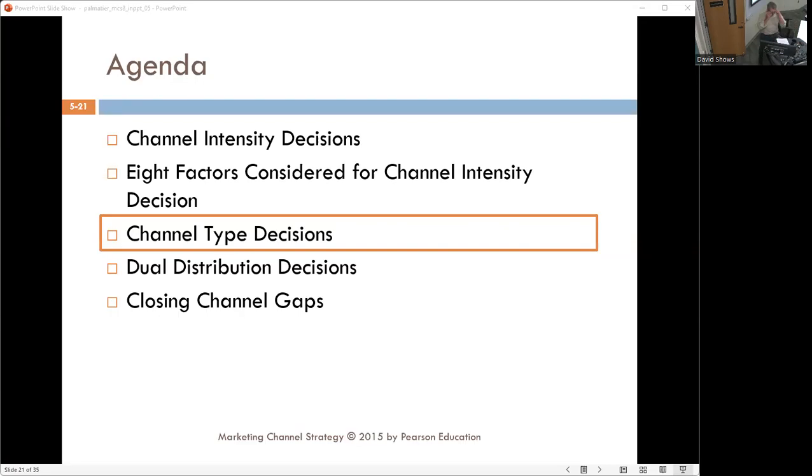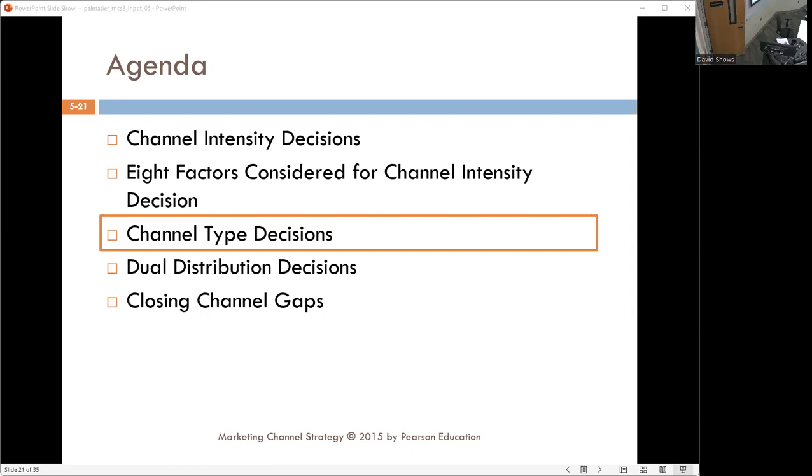Let's do this. Okay, so the first thing that we ask of the three major decisions is intensity, and the next two are type and dual distribution. What's the difference between intensity and type?